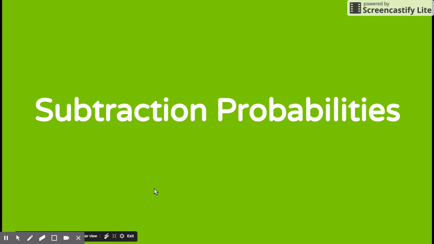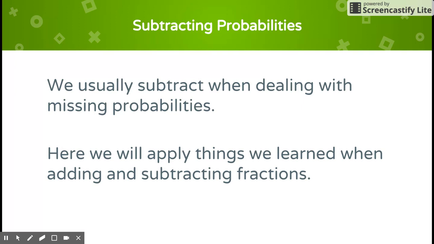All right, so today we're going to be doing subtracting probabilities. When do we normally use subtracting probabilities? Usually you will deal with it when you are missing a probability, when you have something missing, or they give you missing information. Here we will apply things that we learn when adding and subtracting fractions, mainly common denominators and finding the least common multiple.